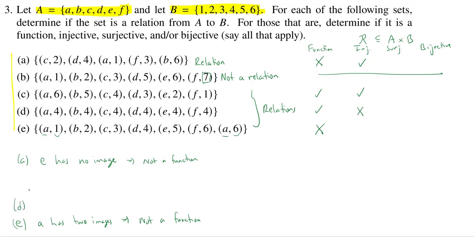So let's put that in here. 4 has multiple preimages. The preimage of 4 is, well, it's all of them. It's the set containing A, B, C, D, E, and F. Has multiple preimages, which implies not injective.